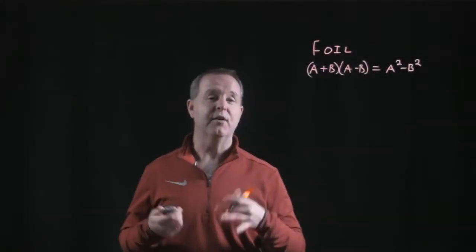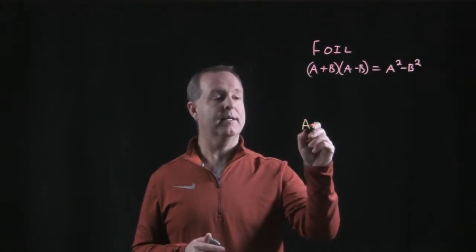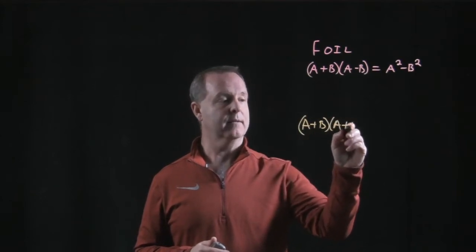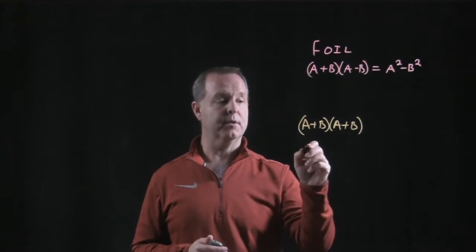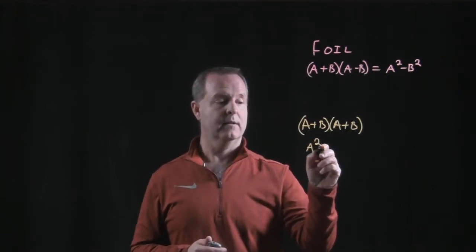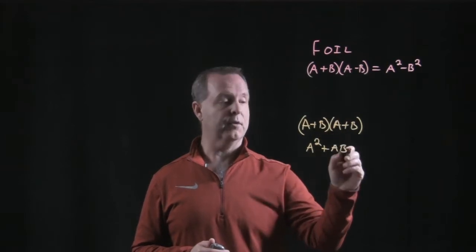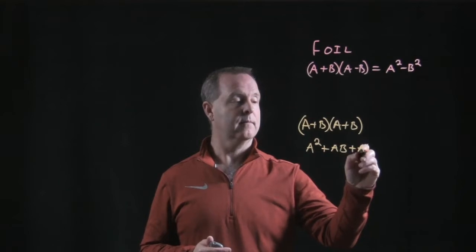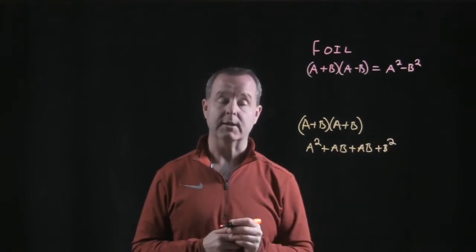Now let's notice another iteration of this type of idea. Let's say that I have an A plus B, and let's multiply that by A plus B. Let's FOIL that out. First times first produces an A squared. Outer terms produces an AB. Inner terms produces a BA, or an AB. And last terms produces a B squared. Collect like terms.